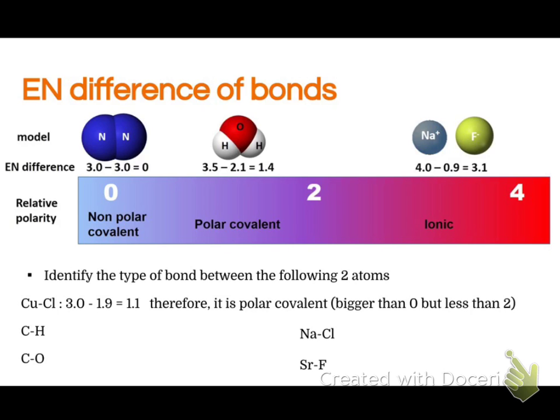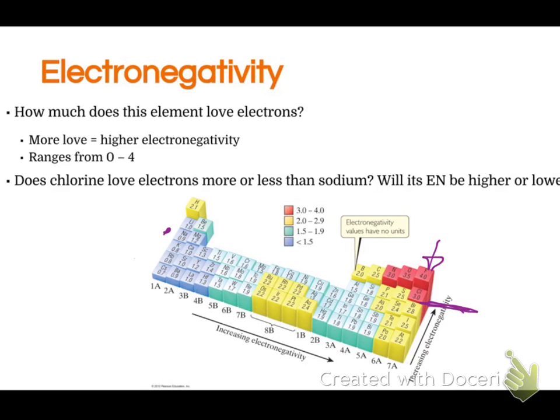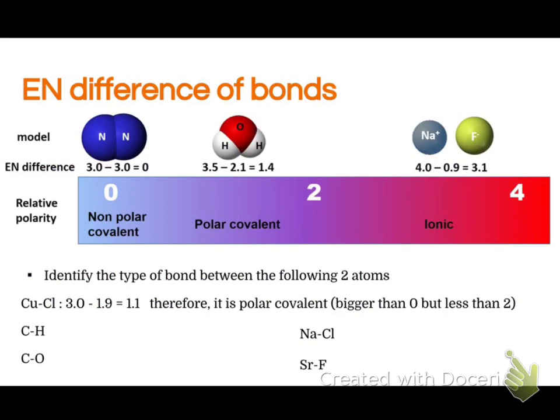And I look on this electronegativity table for nitrogen, and it says the value of nitrogen is 3. Well, I have two N's here, so it would be 3 minus 3 because they're both the same atom. And so the difference between them, that means to subtract, is 0. Anything that has an electronegativity difference of 0 we call nonpolar covalent. Anything that's bigger than 0 but less than 2 we call polar covalent.